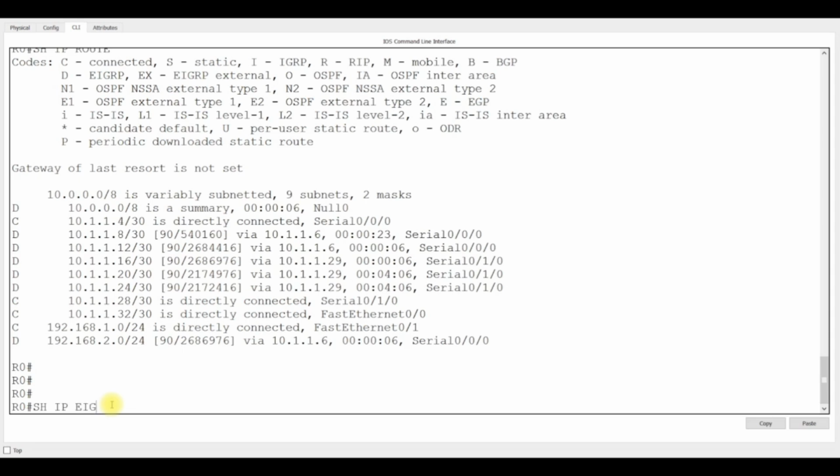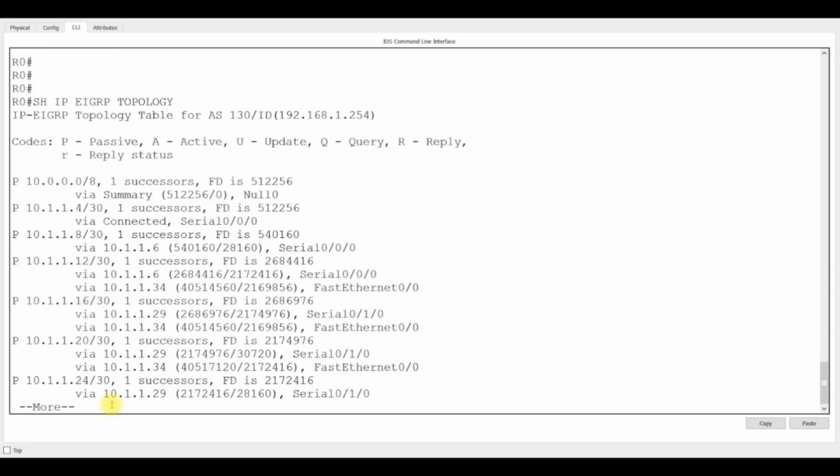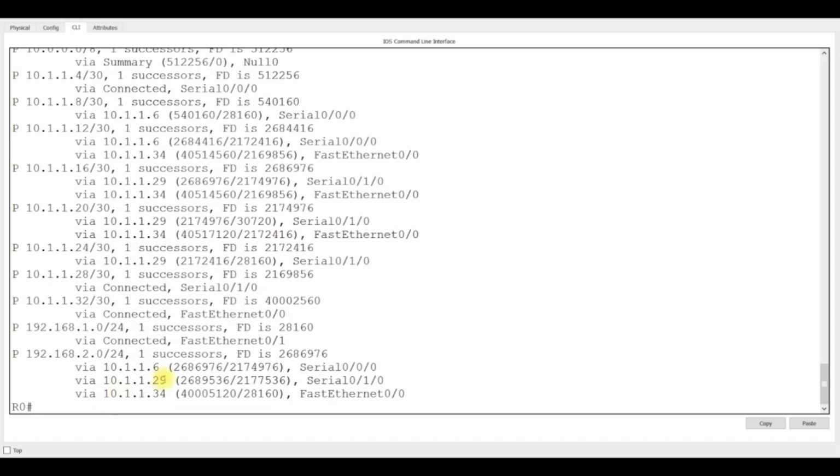Show IP EIGRP topology, right? And it's going to show you. Now look how interesting this is. Now we got 3 ways, which is actually what we want to do, right? We got 3 ways that we can go. The feasible distance is 268.6976, which is 268.6976 right here, which is going to take us through the serial 0/0/0.